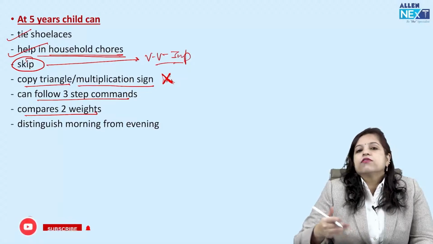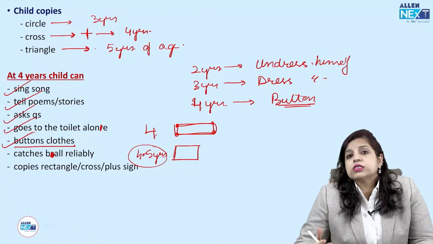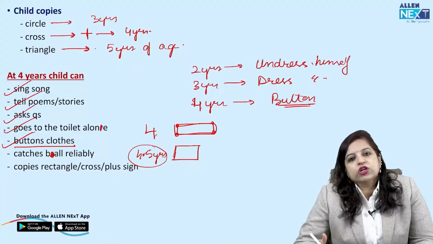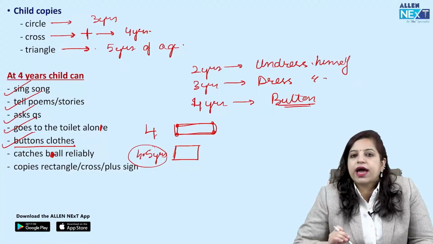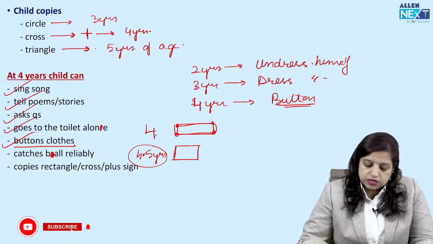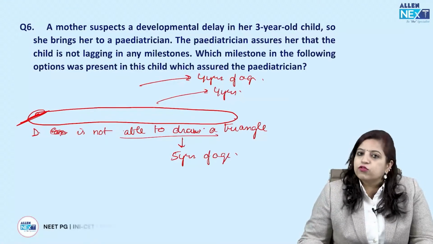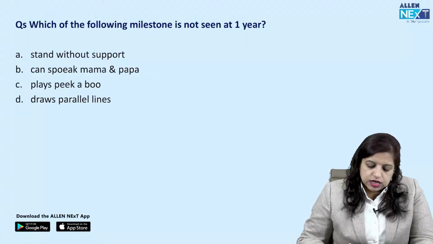So this is a list. Why have I given you a list for 3, 4 and 5 years? Because this is usually the hotbed for the questions which arise for these years. So you should be very well aware of what all the child can do at 3 years, 4 years and 5 years. 3 years we discussed in the form of a question, and then 4 years and 5 years we have already discussed, right? Okay, then let us come to the next question.